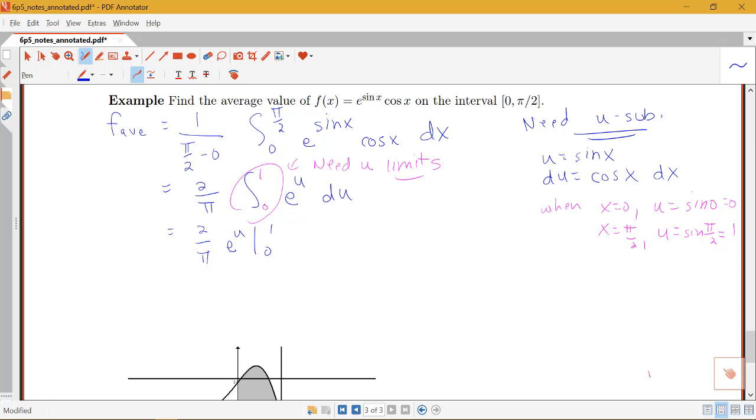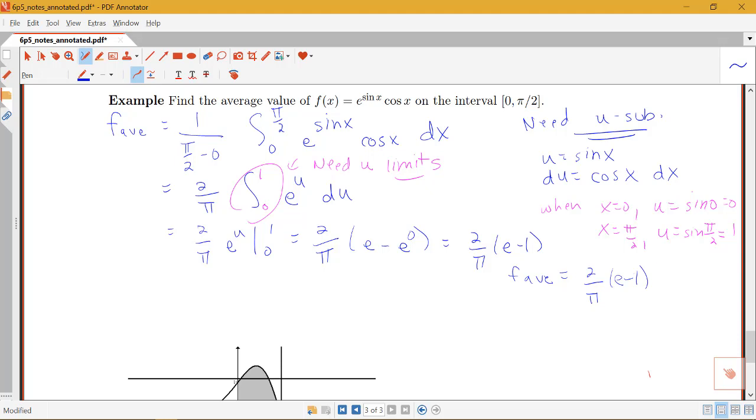So these are u limits. This antiderivative is in terms of u, so I never have to go back to being in terms of x. So I have 2 over pi times e to the 1 minus e to the 0, or 2 over pi times e minus 1. So that's our average value for this function. We'll notice that in several of the average value problems we'll be doing, we'll also be practicing our integration techniques along the way.